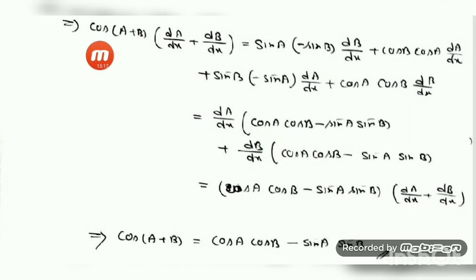What remains? Cos of a plus b is cos a cos b minus sine a sine b. And hence the result, because we know this is the formula of cosine of sum formula, isn't it? So this solution is completed here.